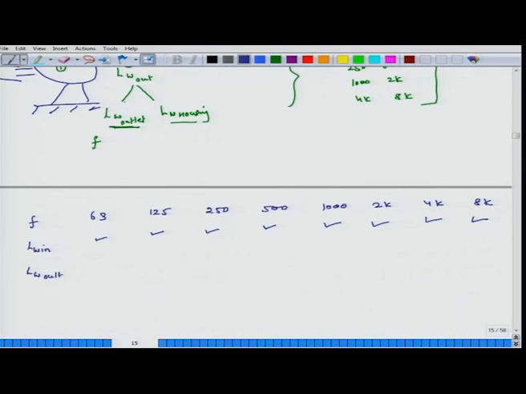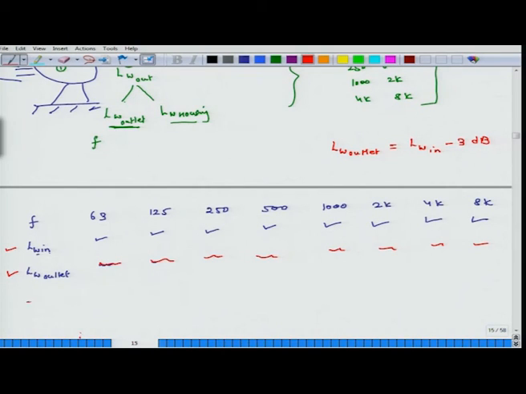LW outlet is this thing minus 3 dB. We have given this relation, so it is equal to this. So, we can calculate all these things for every frequency, because LW outlet is equal to LW in minus 3 dB. I know how to calculate LW in, and I also know how to calculate LW outlet.